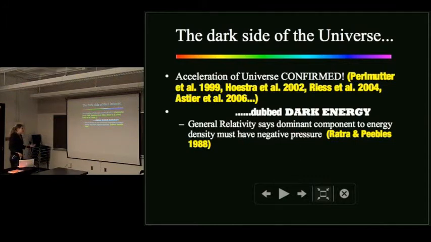So within the context of general relativity, the Friedmann equations then tell us that this energy density component must have negative pressure.